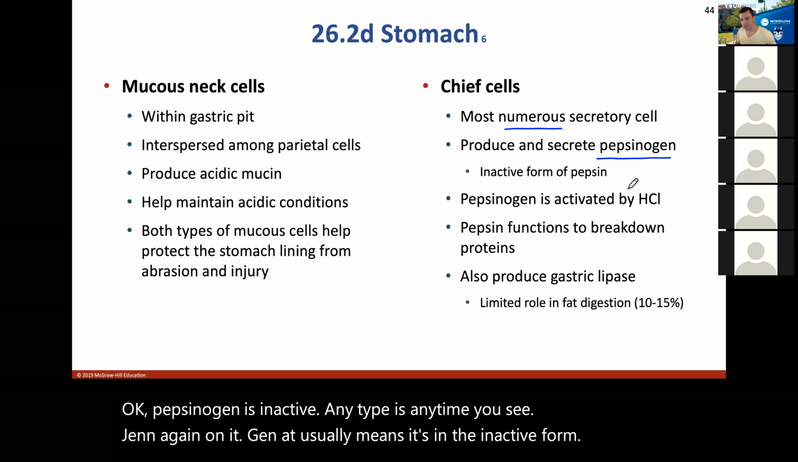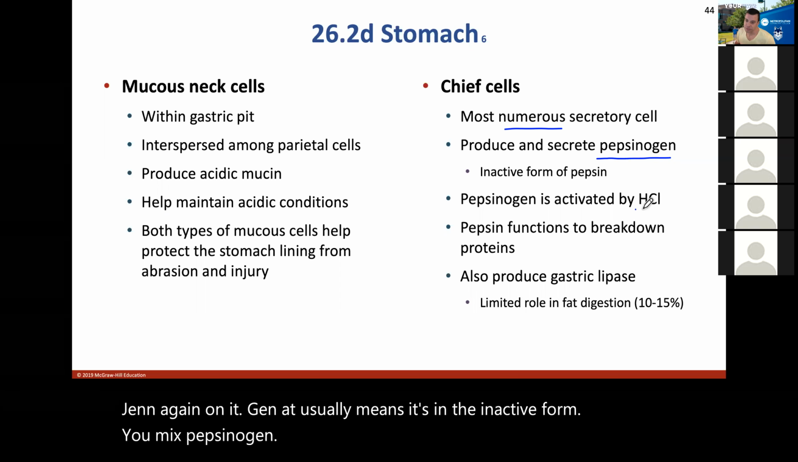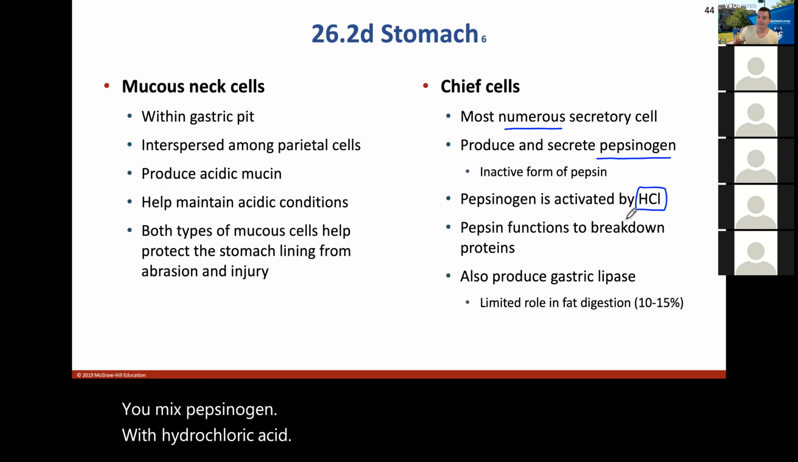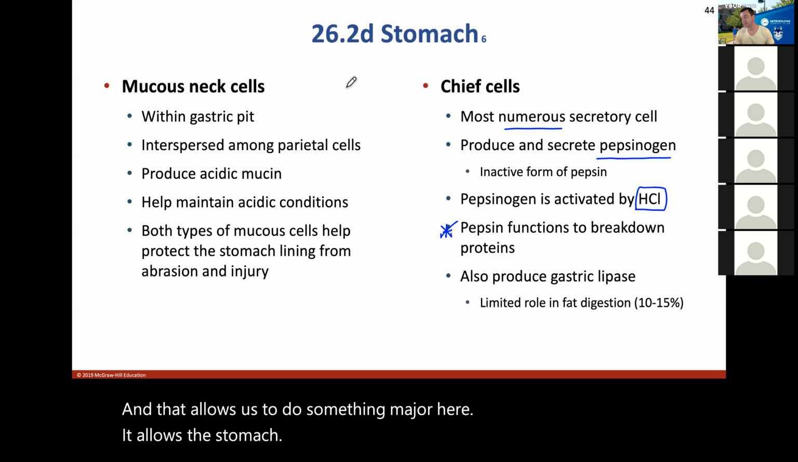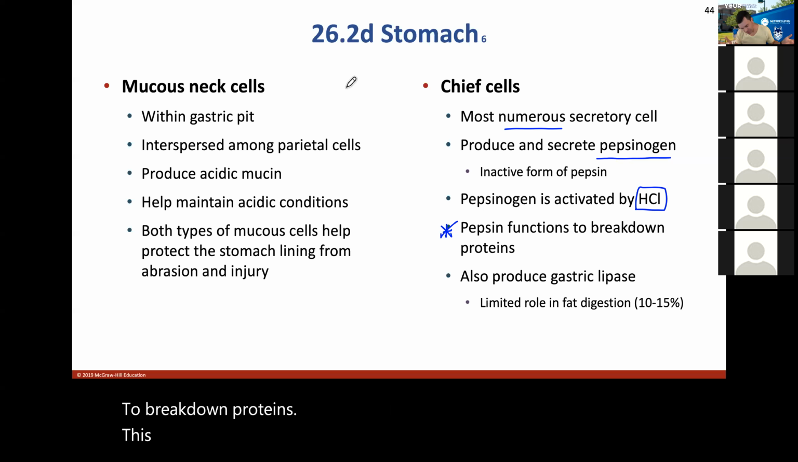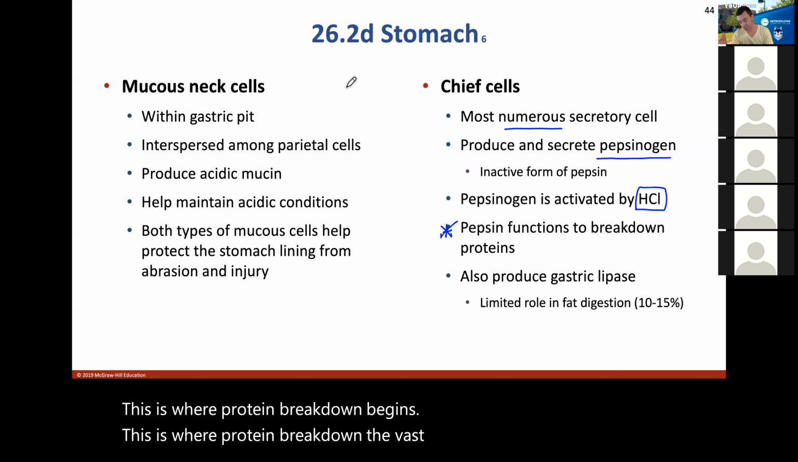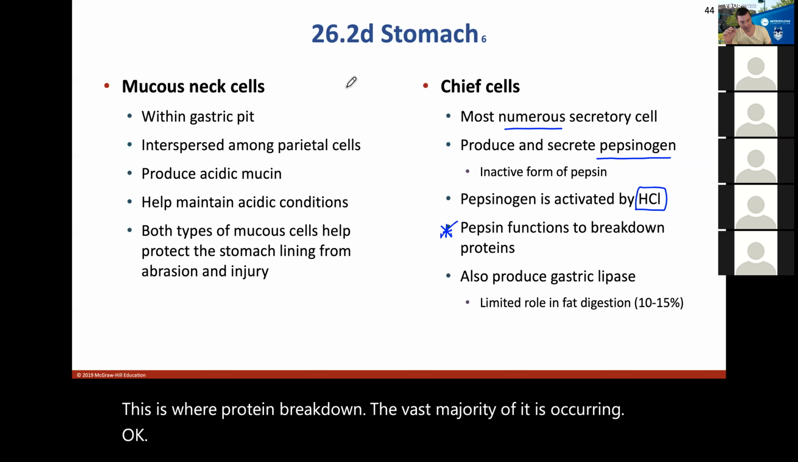You mix pepsinogen with hydrochloric acid, and that allows us to do something major here. It allows the stomach to break down proteins. This is where protein breakdown begins. The vast majority of it is occurring here. We break down proteins initially here. You don't do it in the mouth. We do not do that in the mouth. That's carbohydrates.